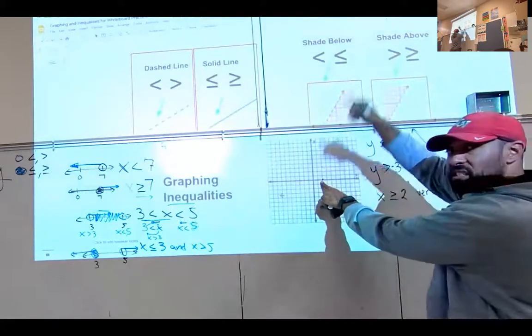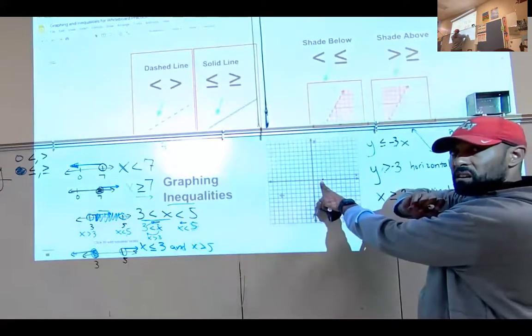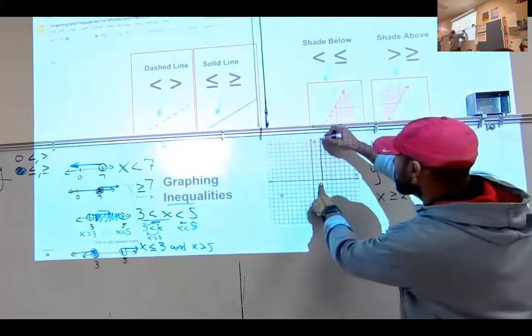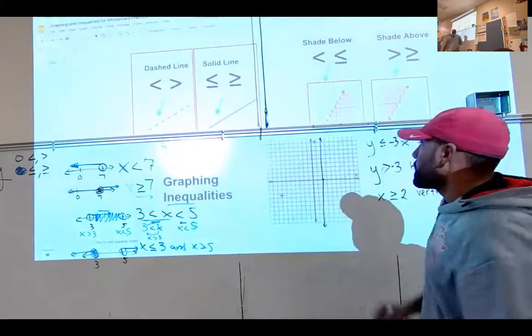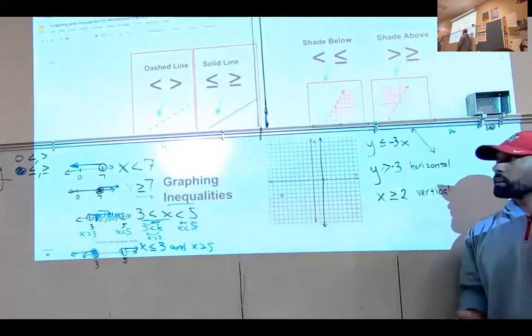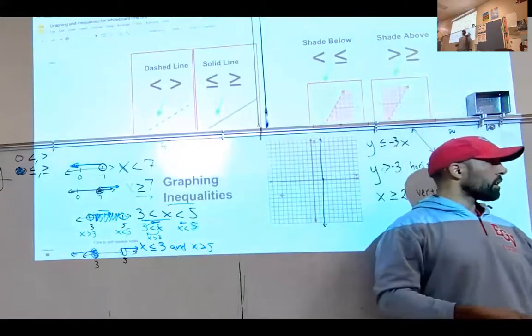And same thing, since it's straight up and down, on IXL, I would just put another point anywhere on that line. And this one's solid, so I go straight up, straight down. And now the question is, where do I shade? Because if it's straight up and down, I'm either shading to the left or I'm shading to the right.